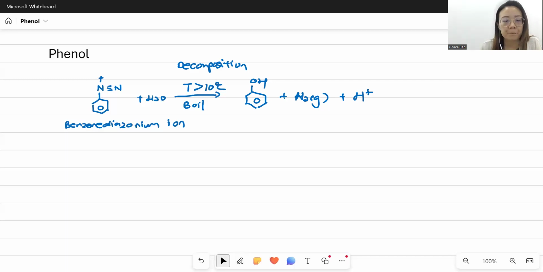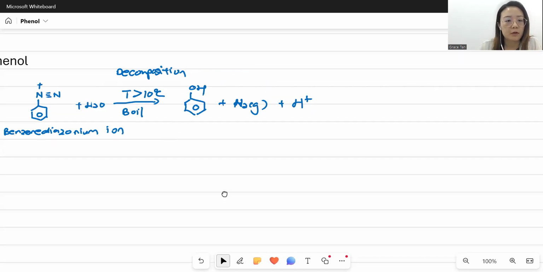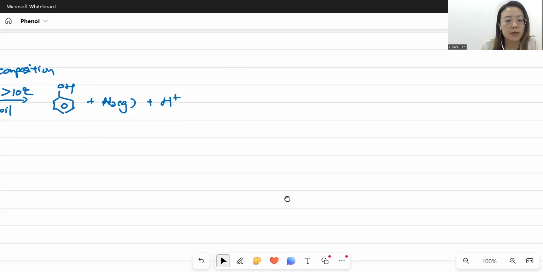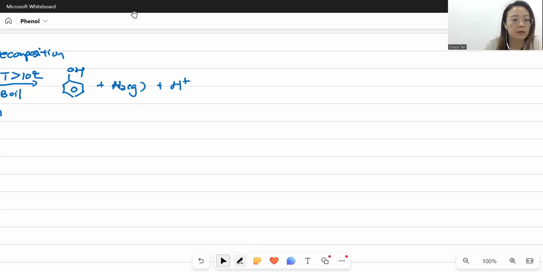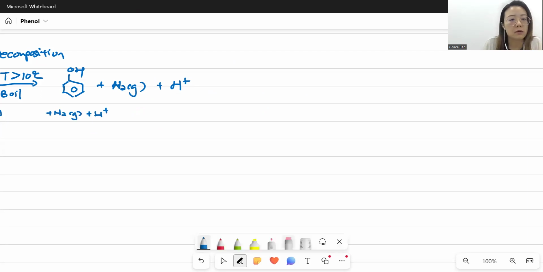Now, subsequently, we will be talking about the reactions of phenol. For phenol, what can they form? Maybe I shall shift the balanced equation and put it down here. Let me put the nitrogen gas and H plus down here. They are not our main focus, so let me just erase this.